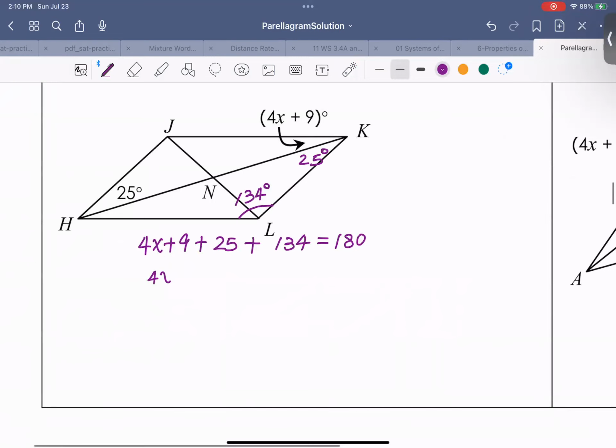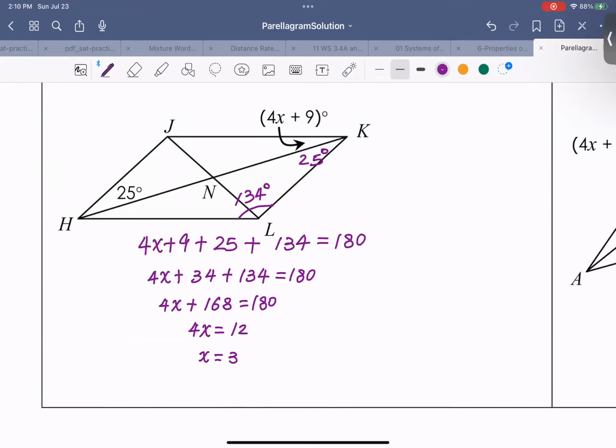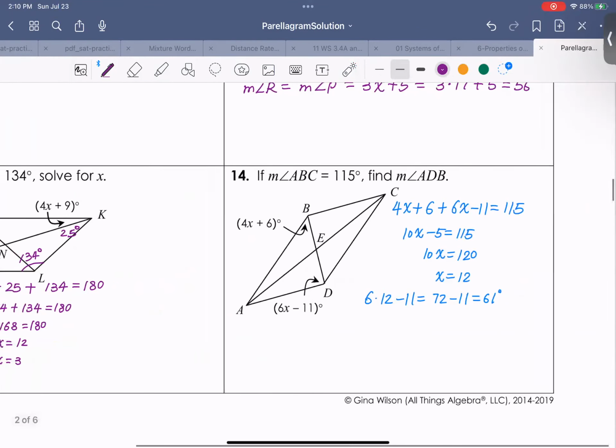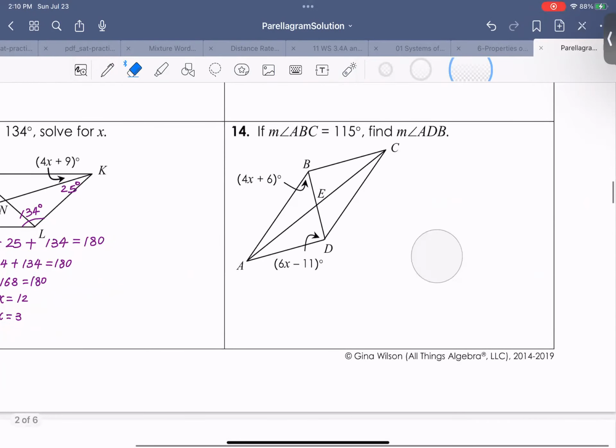4x plus 34 plus 134 equals 180. 4x plus 168 equals 180. 4x equals 12, and x equals 3. That's it. Good job, Timothy. Yeah, you improved a lot. Thank you.